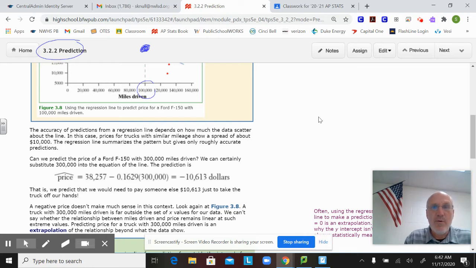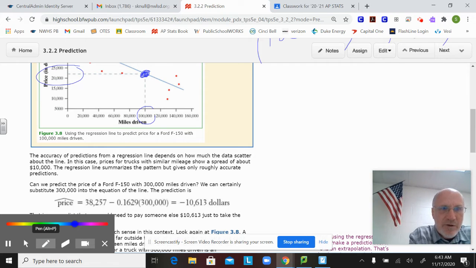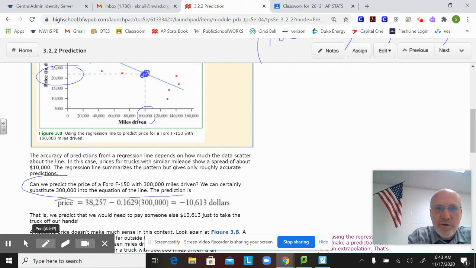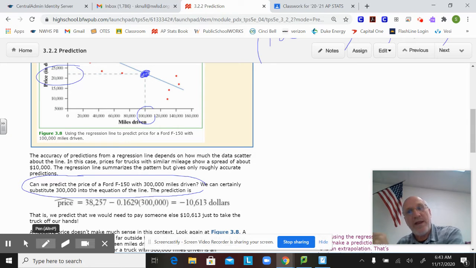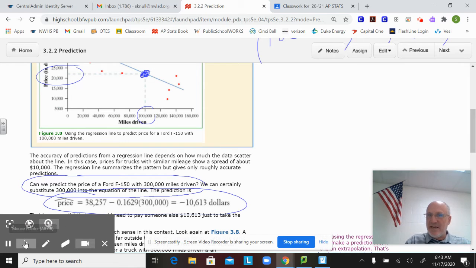Okay, so that's a very common thing, using a line to predict something. But what about this very common question? It says, can we predict the price of a Ford F-150 with 300,000 miles? Well, certainly we could do the math. We can take that number of miles and plug it into the equation, which they did right here. They got a price of negative $10,613, which does not make any sense. If I were selling that car, I'm not going to pay somebody $10,000 to take my car. So you have to know that sometimes predicting can cause some troubles.